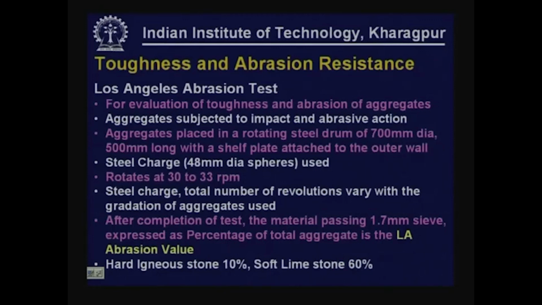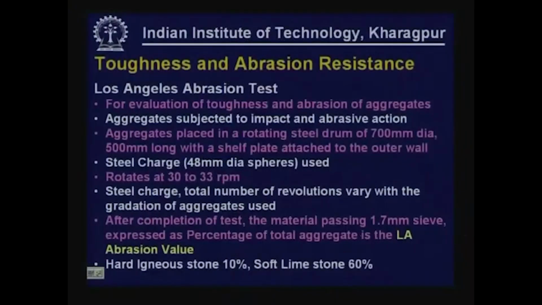There is a steel charge, an abrasive charge, that is used, where we use 48 millimeter dia steel spheres. The drum gets rotated at 32 to 33 rpm. The steel charge, the number of steel balls that we use, and the total number of revolutions vary with the gradation of aggregate. For different gradations we use different steel charge and also a different number of revolutions for which the drum has to be rotated. After completion of this test, obviously the gradation of the aggregate is going to change.